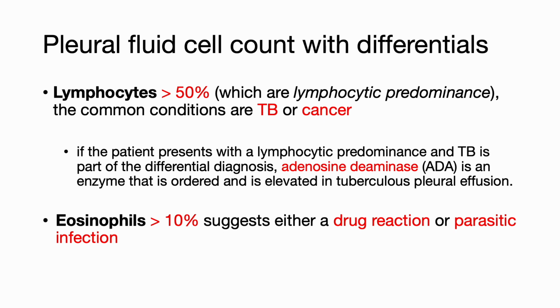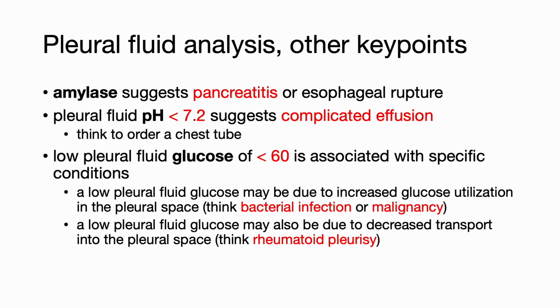Lymphocytes of more than 50% are considered lymphocytic predominance, and the common conditions include tuberculosis or malignancy. If the patient presents with a lymphocytic predominance and TB is part of the differential diagnosis, adenosine deaminase, ADA, is an enzyme that is ordered and is elevated in tuberculous pleural effusion. Eosinophils of more than 10% suggest either a drug reaction or a parasitic infection. Amylase suggests pancreatitis or esophageal rupture. Pleural fluid pH of less than 7.2 suggests complicated effusion, and the next best step is always a chest tube.